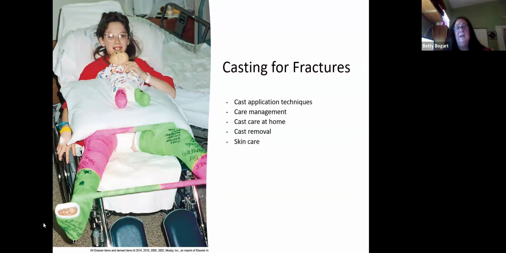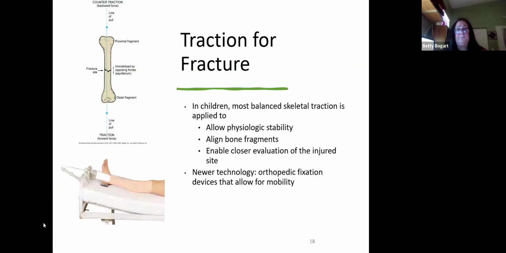So casting, knowing how do we take care of it. The big thing is keeping it clean and dry and doing the 6Ps, checking for any pressure, pain, paresthesia, or immobility there. Again, nothing inside. A cool air dryer can sometimes get the itch out in there, but nothing in there because you can rip the skin open.